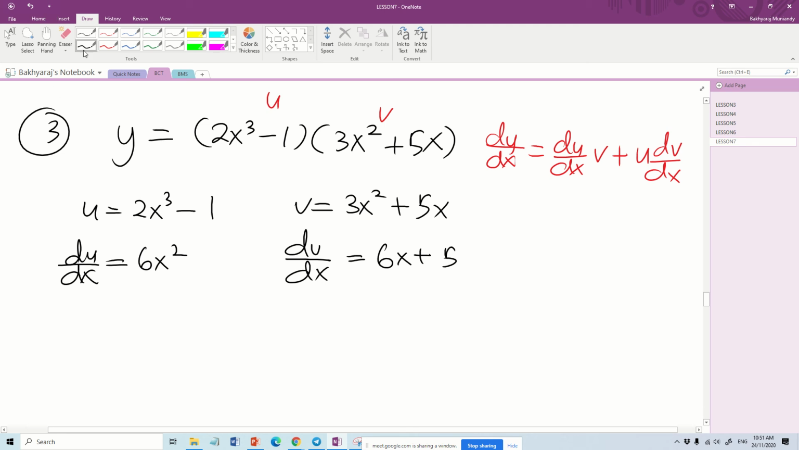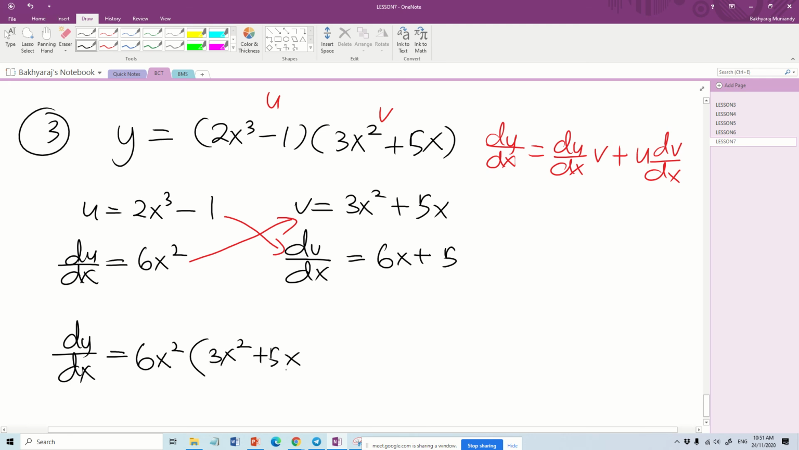Okay, then we put everything to the formula. So formula dia ialah ini kali dengan ni, yang ini kali dengan ni. Okay, so dy dx will be equal 6x squared times 3x squared plus 5x plus 2x power of 3 minus 1 times 6x plus 5. Okay, kena kembang lah. Ini kena kembang cantik baru dia nampak.